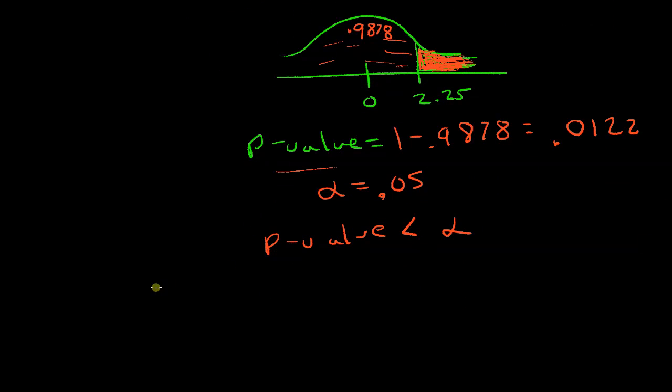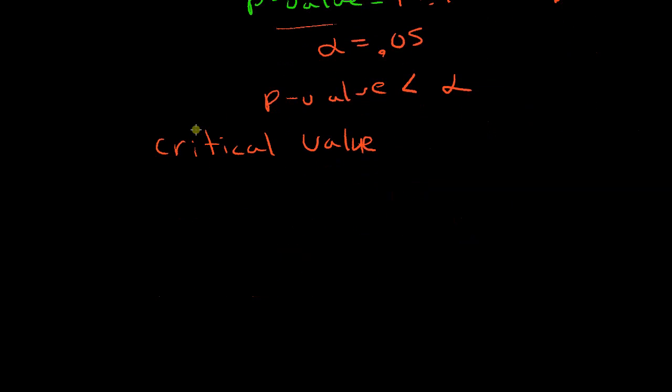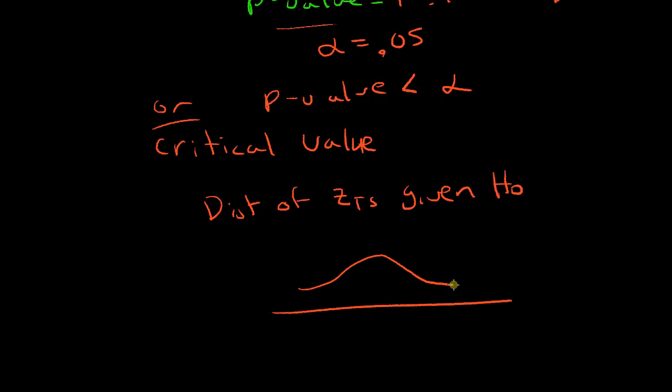All right, let's talk briefly about critical values here. Say I decided to use critical values versus using a p-value. How would I go about doing that? Remember, you only do one or the other. You don't need to do both. But if you do critical values, we'll think about the distribution of our test statistic given the null hypothesis is true.